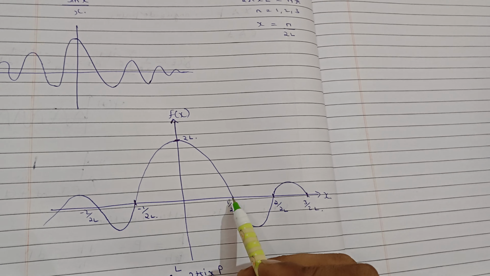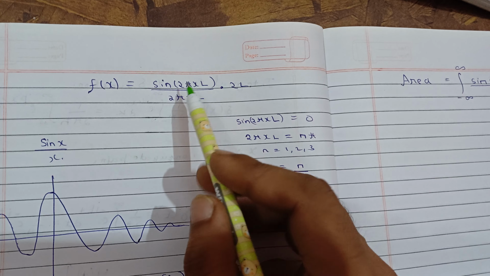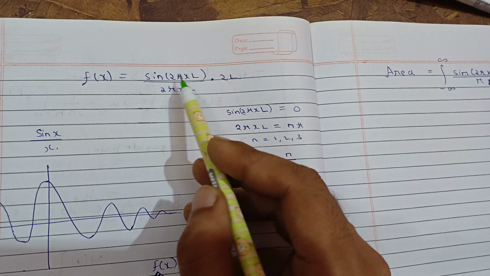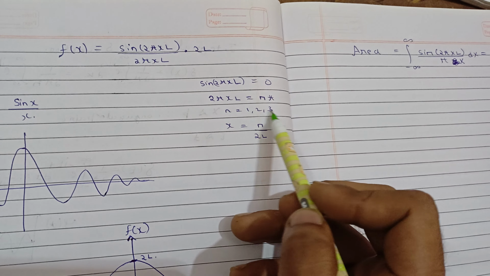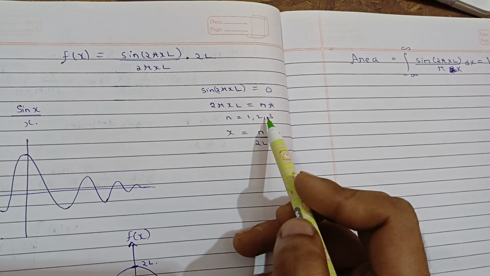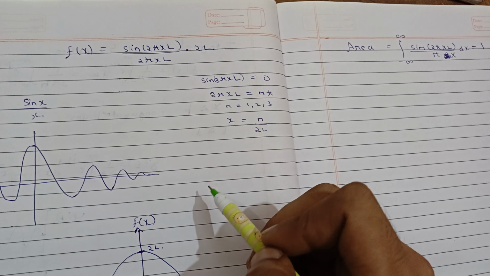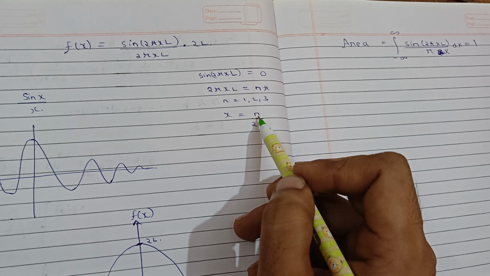So what is the position when this is 0? This function can be 0 only when the numerator is 0. So sin(2 pi x l) should be 0. So 2 pi x l should be n pi. n can be 1, 2, 3, 4. Because if n is 0, then this will again be the 0 point, so you can't take n equal to 0. From here you can find x equal to n by 2l. So for n equal to 1, 2, 3 you will get 0.